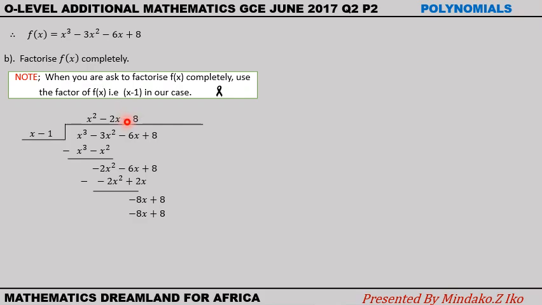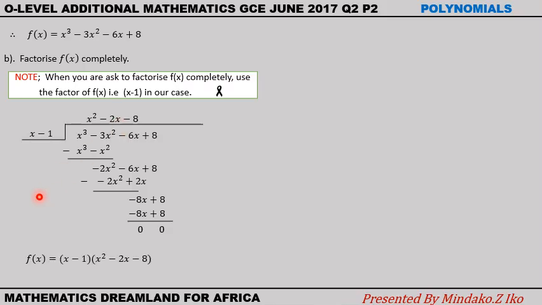And then I take the negative 8 again, then I multiply it by the same x for me to have negative 8x. Then I take the negative 8 again and multiply it with this negative 1 for me to have positive 8. Then I subtract, and you notice that if I subtract, I'll have 0. So since my remainder is 0, it therefore means that x minus 1 is actually a factor of f of x. Okay, so that is it.